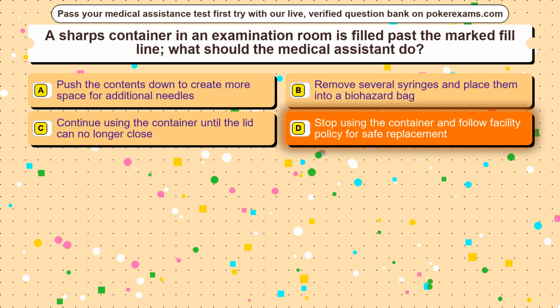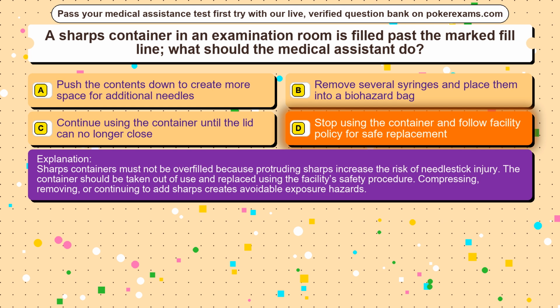The correct answer is option D. Stop using the container and follow facility policy for safe replacement. Sharps containers must not be overfilled because protruding sharps increase the risk of needle stick injury. The container should be taken out of use and replaced using the facility safety procedure. Compressing, removing, or continuing to add sharps creates avoidable exposure hazards.